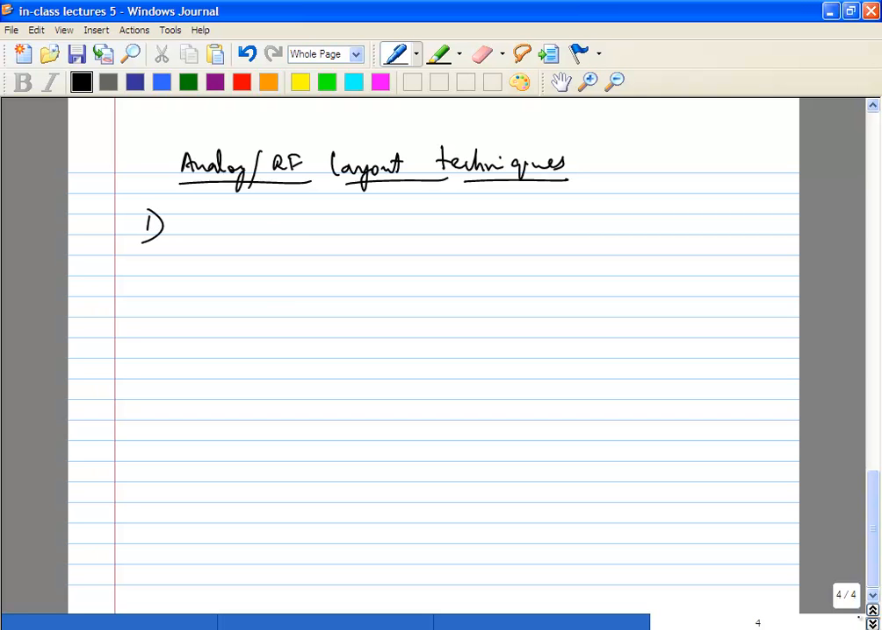So obviously this we have seen before, which is multi-finger transistors. We looked at this briefly before, right? I think before you started the LNA design, LNA project, we looked at this briefly, but let's look at it again.